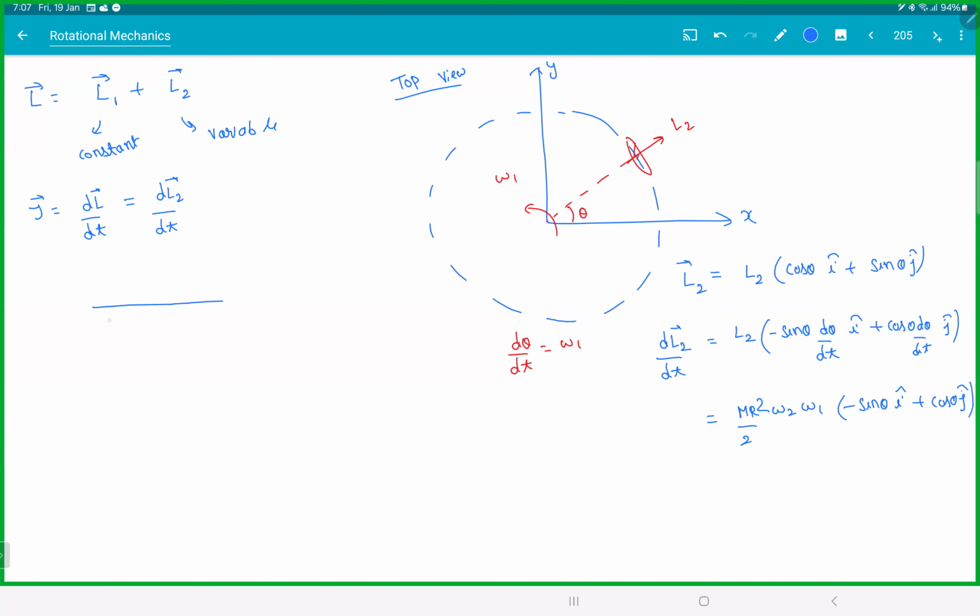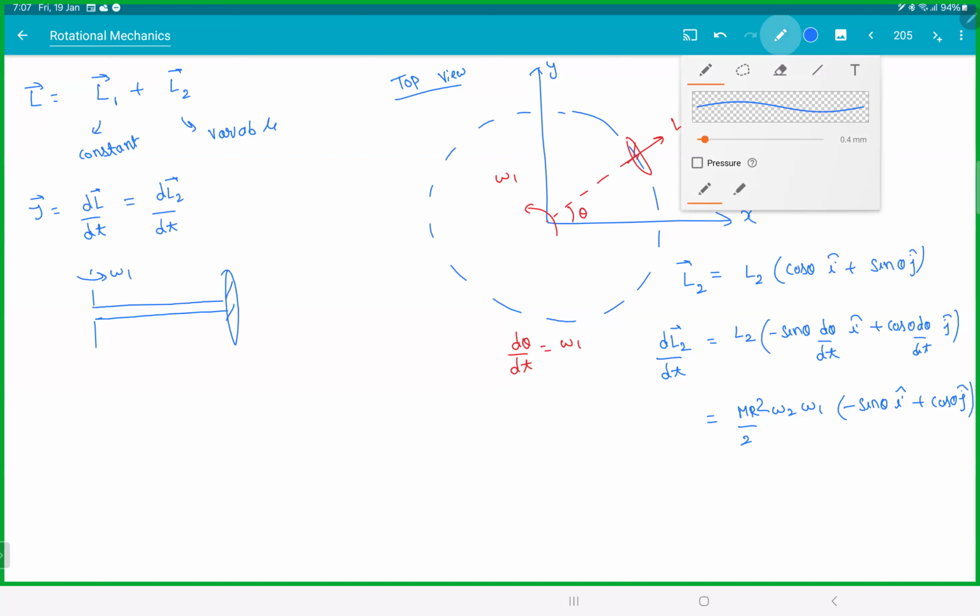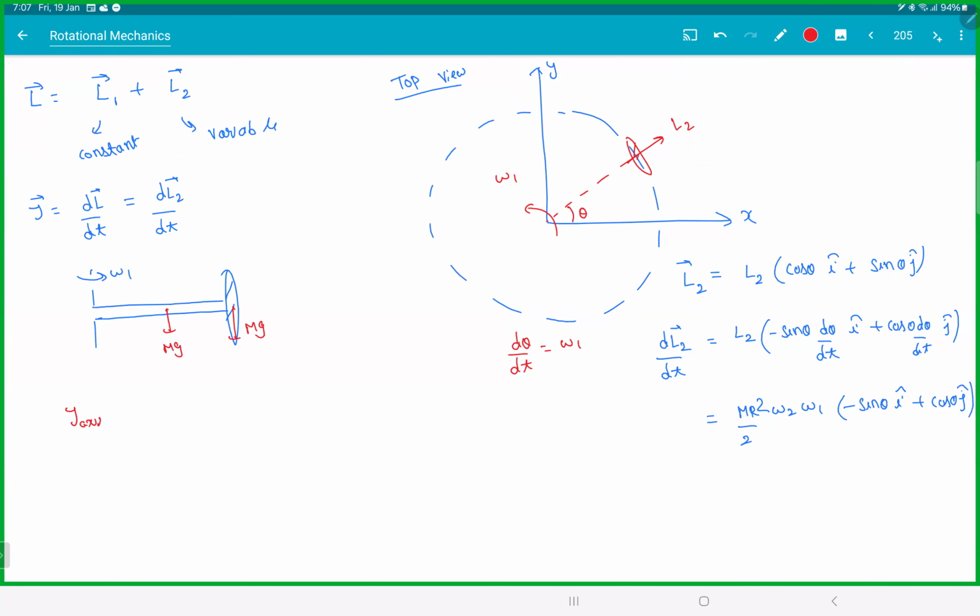Now, for this rod, if you look at the forces acting on the system, this is the disc's weight mg and the rod's weight is mg. So the torque about the axis is mgL by 2 for the rod and mgL for the disc. And this should be equal to dL2 by dt.